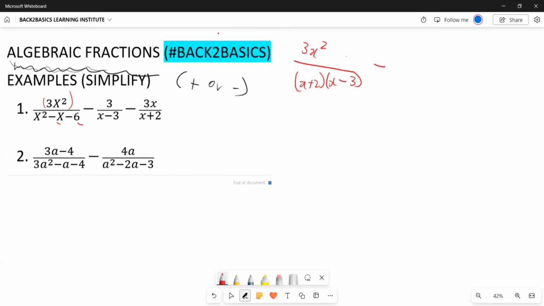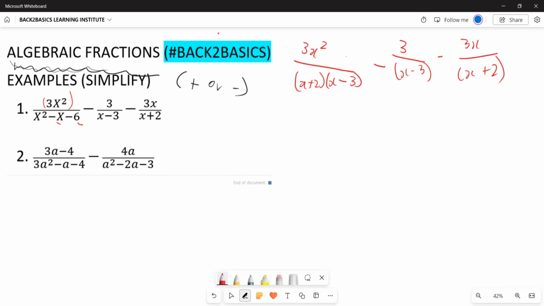So now let's move swiftly along. In this side, we are going to have 3 over x subtract 3. And then the last one, you have negative into 3x over x plus 2. Isn't it so? So that is what is important.